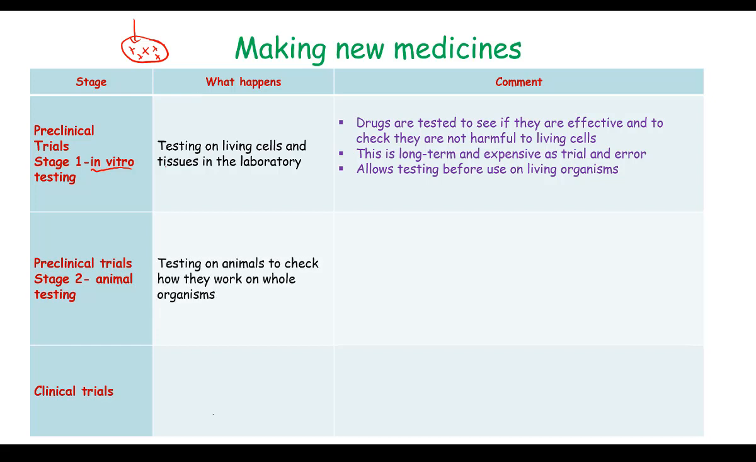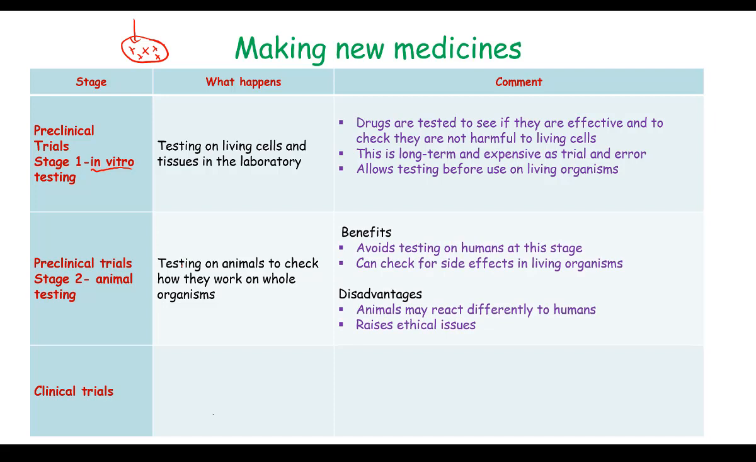Now the difference is, in the first stage, it was just cells by themselves. Whereas in stage 2, it's tested on animals to check how they work on whole organisms. The benefits are that it avoids testing on humans at that stage. You can check for side effects in living organisms. So let's say, for example, you make a drug to help with some eyesight problem. You might show in this bit that it helps the cells from the eye, but in the second part, you might show that, okay, it might help the cells in the eye, but it actually damages your kidneys. So therefore, you'd need to go back again.